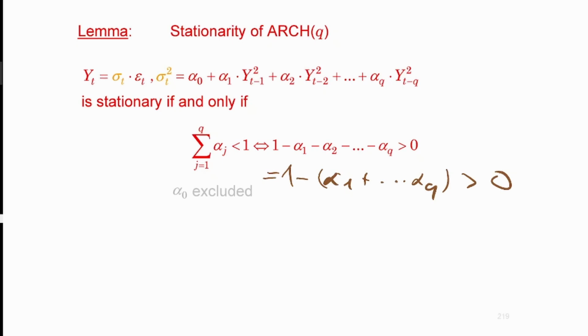Yes? Is it possible that the data is stationary in the level? Sure. If it's stationary, then it's also going to be asymptotically stationary. So when data is stationary, the model is also stationary? Sure.